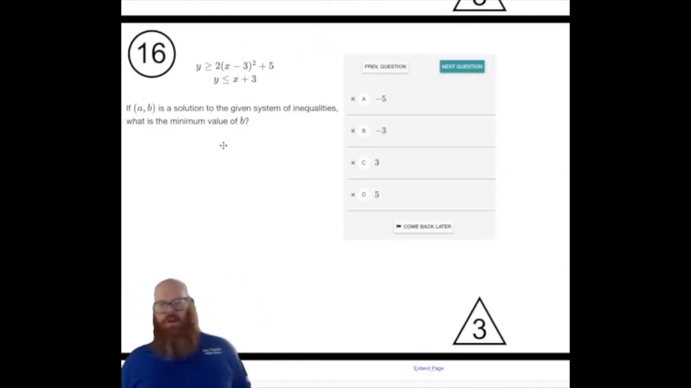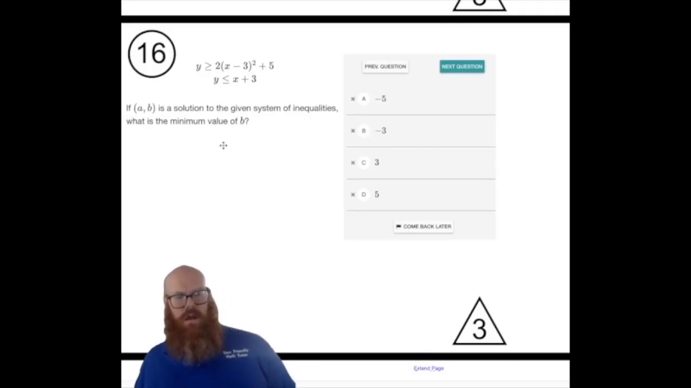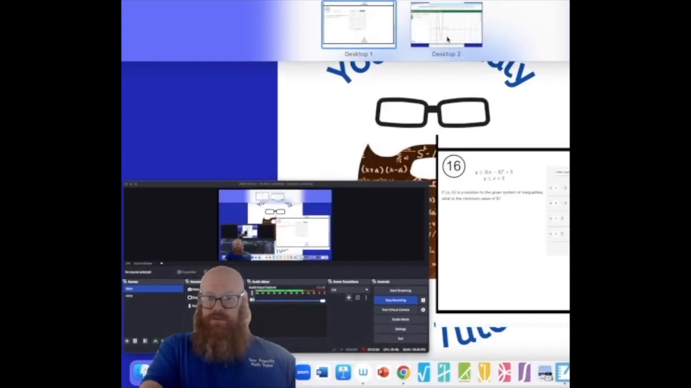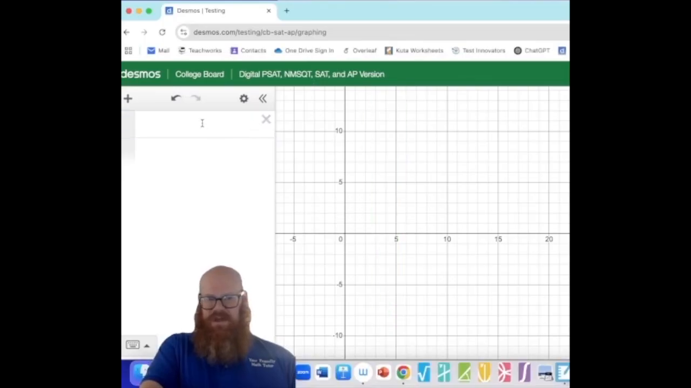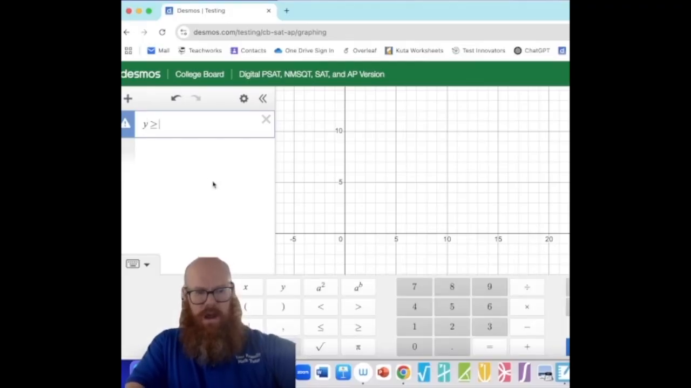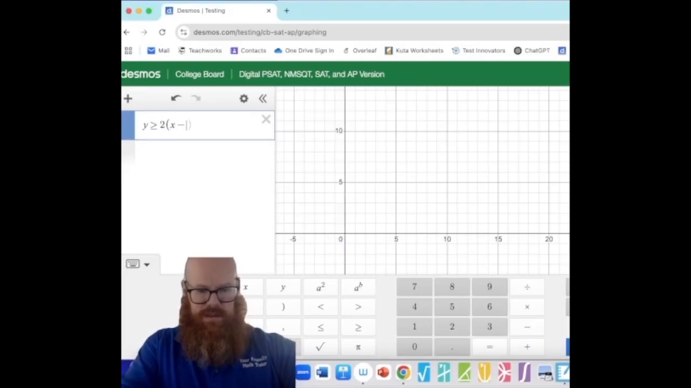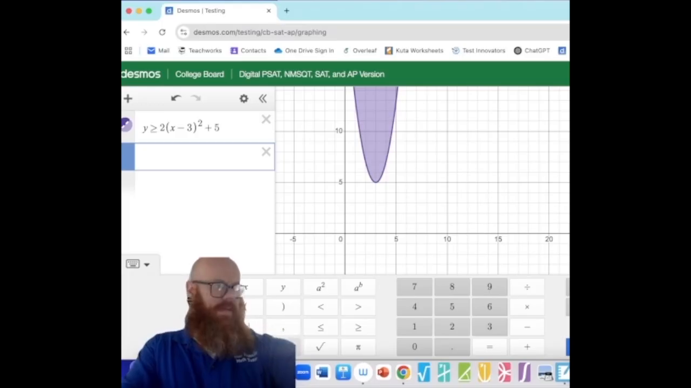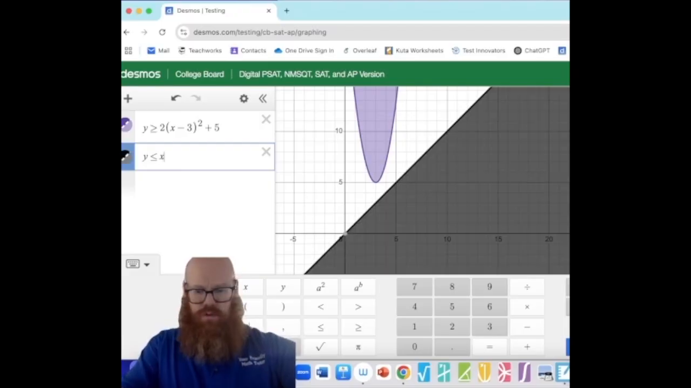All right, moving along here. If I want the minimum value of b, b is y. I want the smallest value of y for this system of inequalities. So I'm just going to hop over to Desmos on this one. I'm not even going to think about it. Systems of inequalities are just kind of a no-brainer. Use Desmos. So y is greater than or equal to 2 times (x minus 3) squared plus 5. And then y is this time less than or equal to x plus 3.